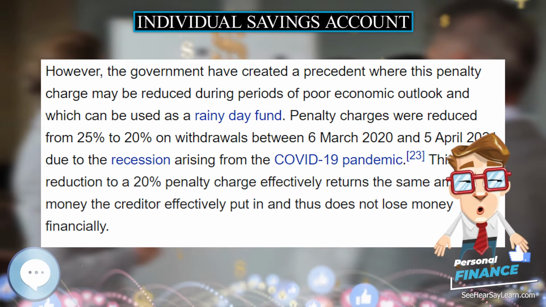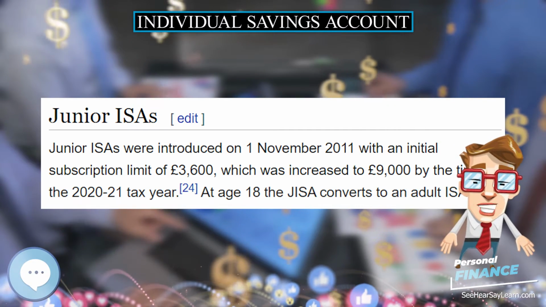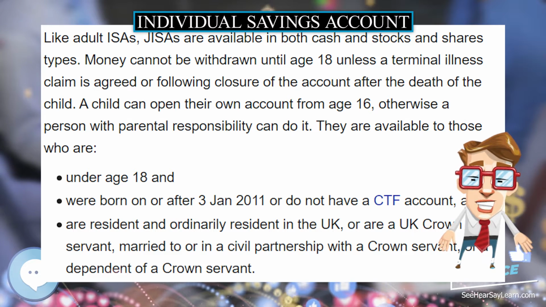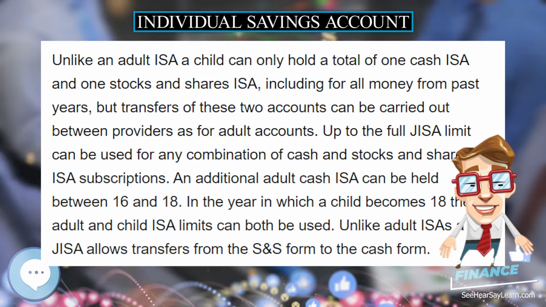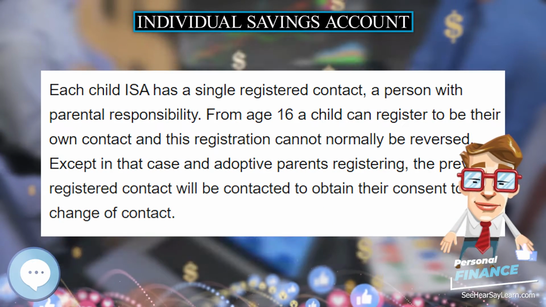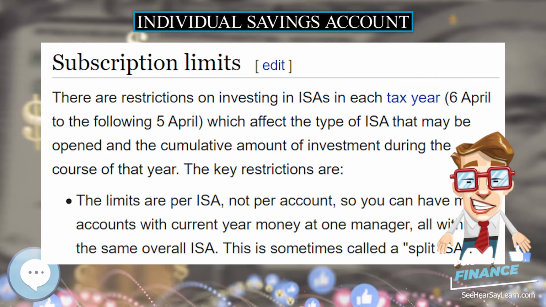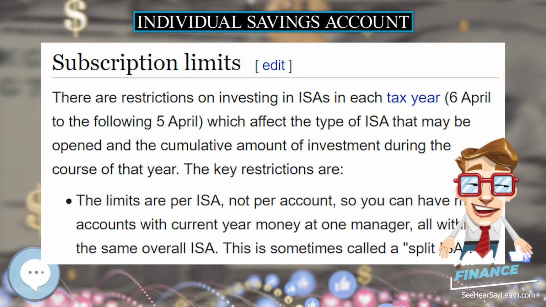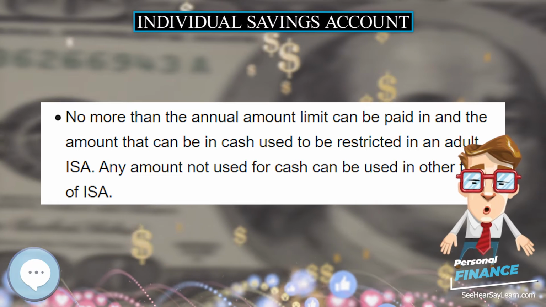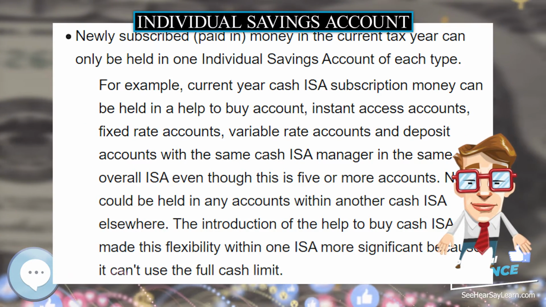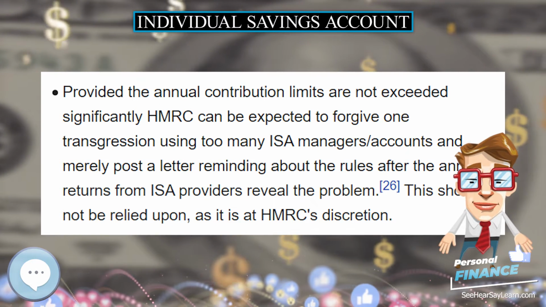Junior ISAs, introduced in 2011, replaced the Child Trust Fund. With a few exceptions, such as from an employee share ownership plan, all investor contributions must be in cash, not in kind. Adult ISAs are available to UK residents aged over 16, provided that they have a national insurance number, but individuals between 16 and 18 are only permitted to use the adult cash component or can use a junior ISA. There are 4 broad types of adult ISA: cash, stocks and shares, innovative finance, including peer-to-peer lending, and lifetime.